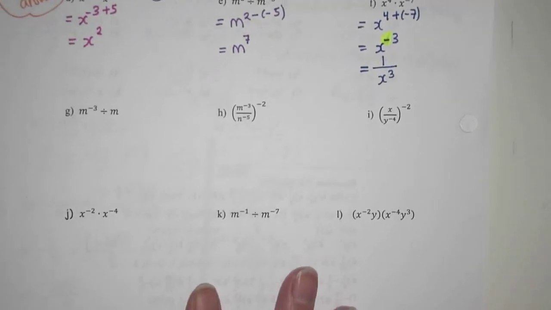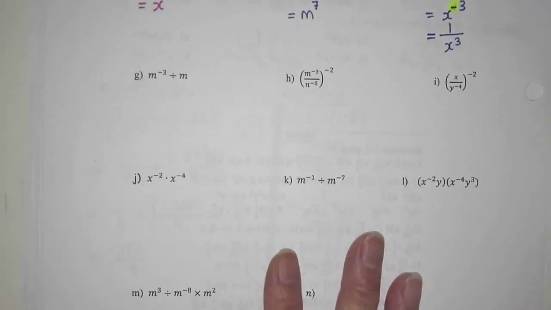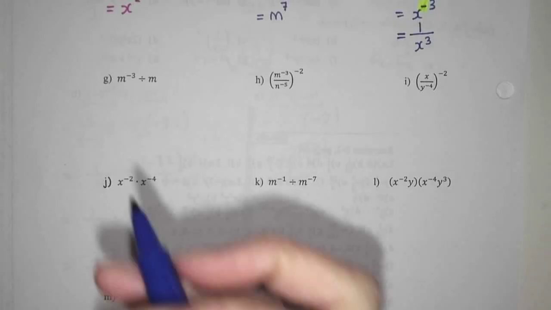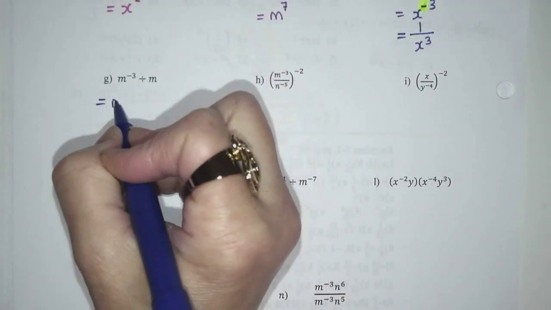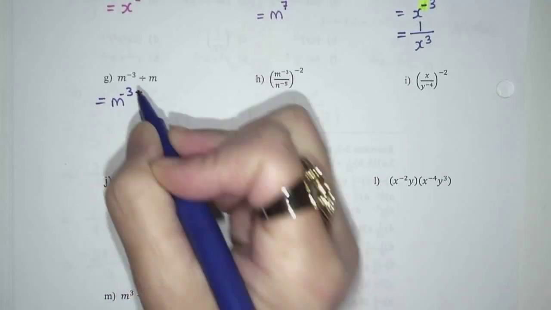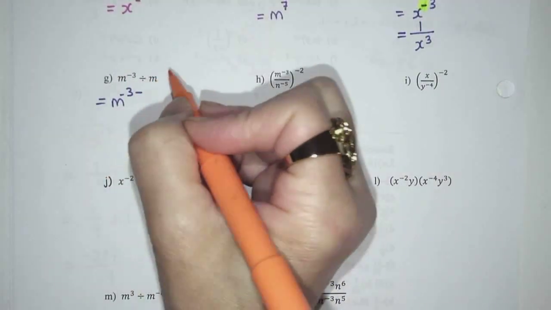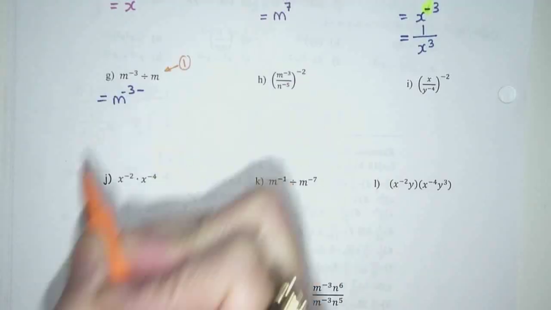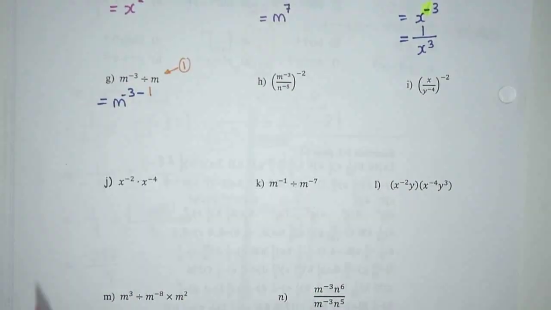Okay, so let's try a couple more. I'm going to try another set here. So let's keep going. And we're going to go m to the negative 3 minus, and there's an invisible number here. The invisible number here is a 1, right? So remember, there's a 1 there, so minus the 1. You can put it there if you're writing that step.